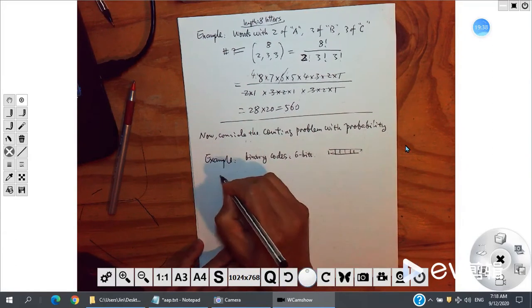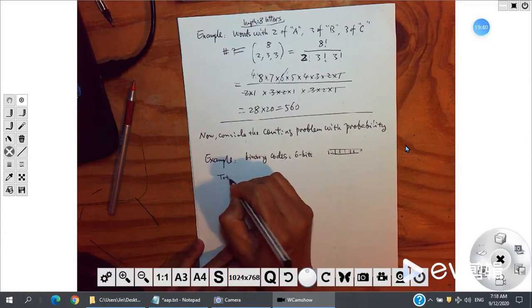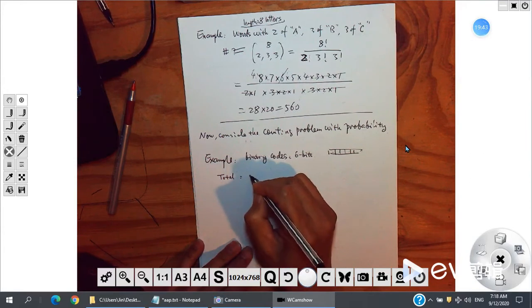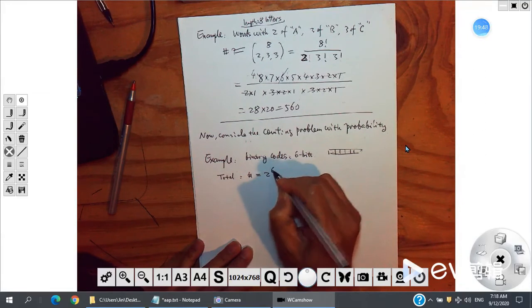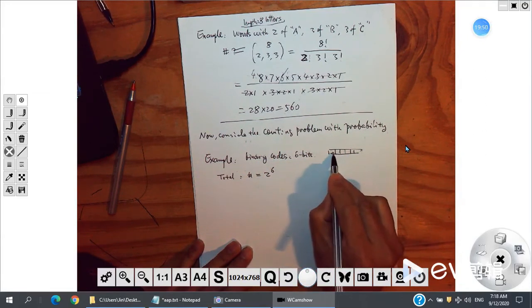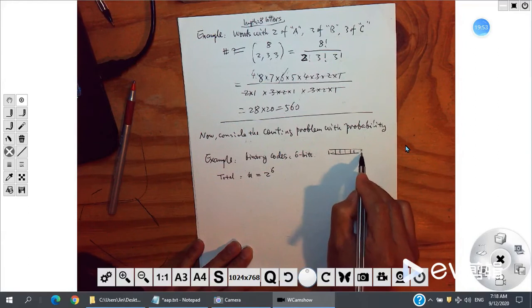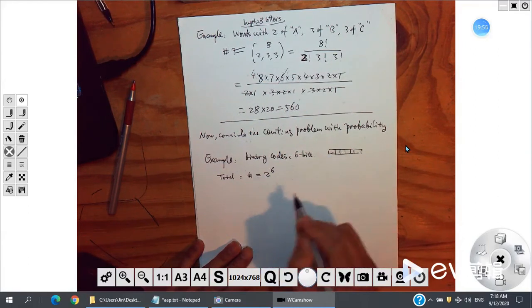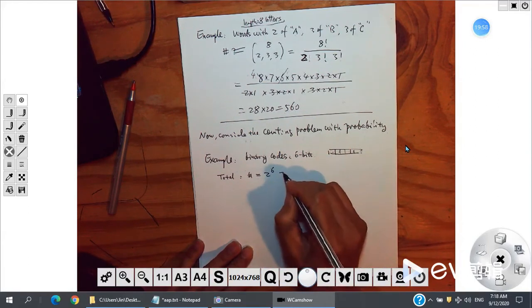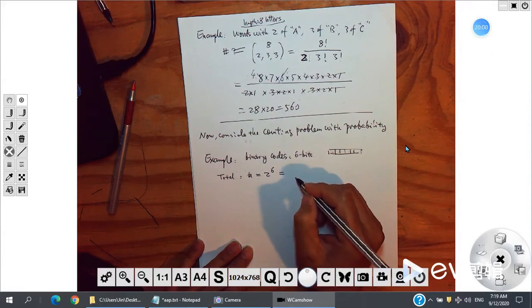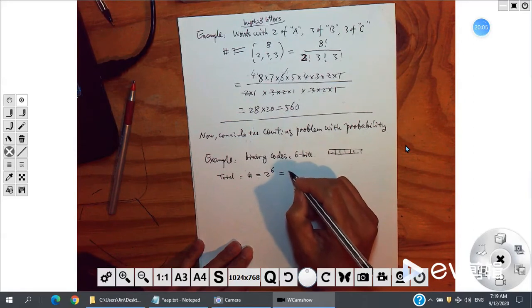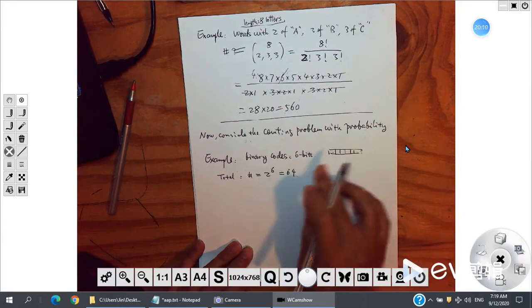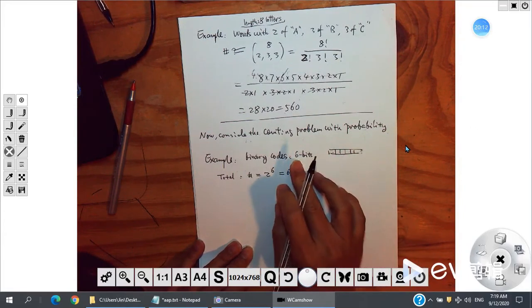Then we know the total amount of the code. We have 2 to the 6, right? Every place you can put a 0 or 1. You have 2 choices, totally 6 locations. Each location 2, so totally 2 to the 6. What is that? 2 to the 3 is 8, 8 squared is 64. Right? Totally we have 64 different 6-bit binary codes.